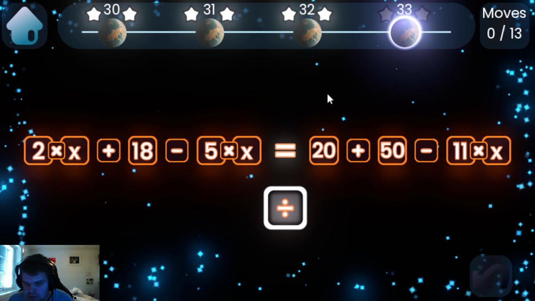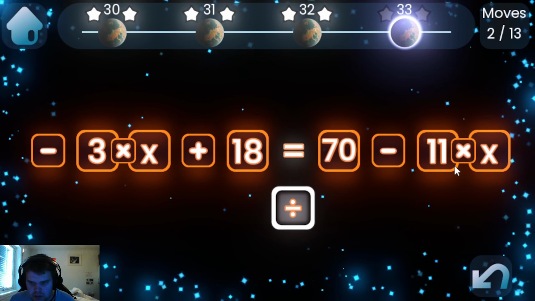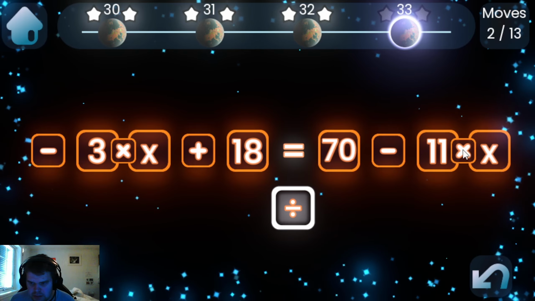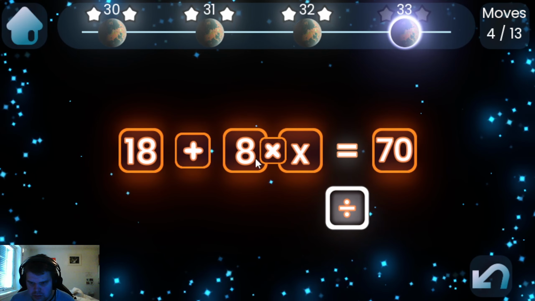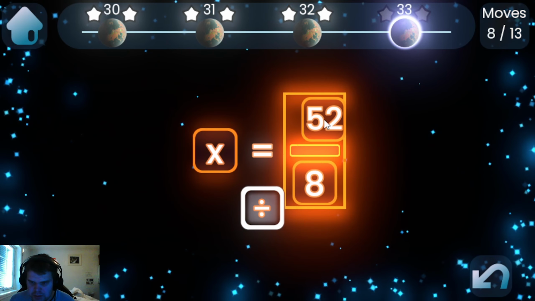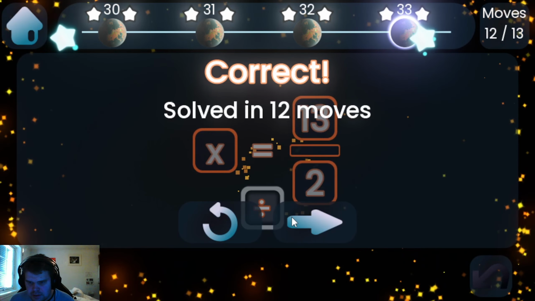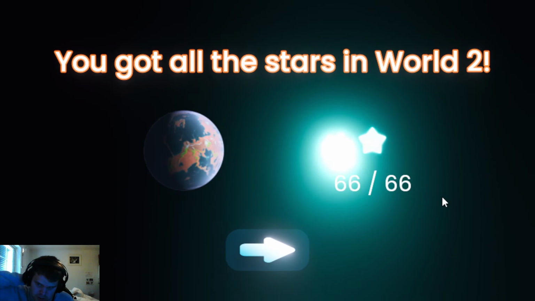Okay, last level. There's a lot of levels on this world. Well, this is a very important principle to learn. So we want to move the 11x over because it's negative. That's going to be 8. Oh yeah, 52. It's not divisible by 8, but it's divisible by 4. So we can do this. All right, that should be all the stars in world 2.